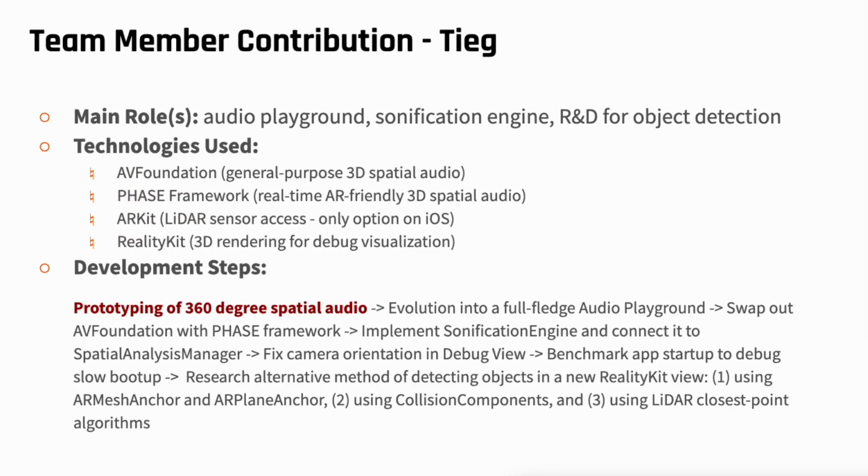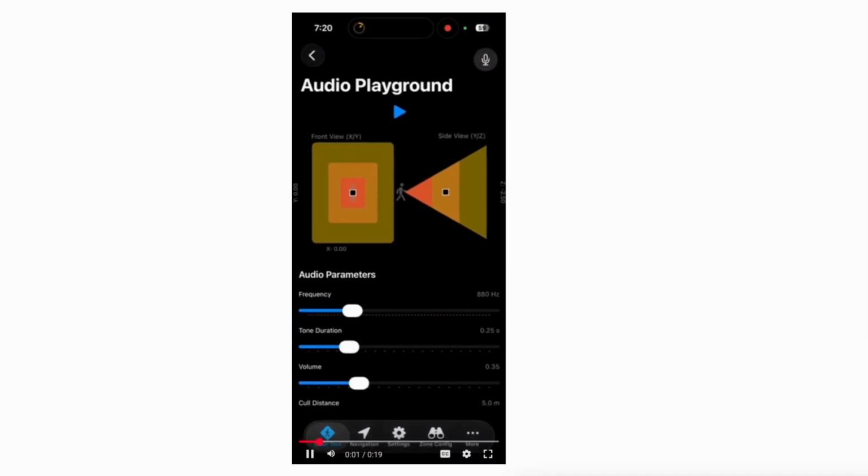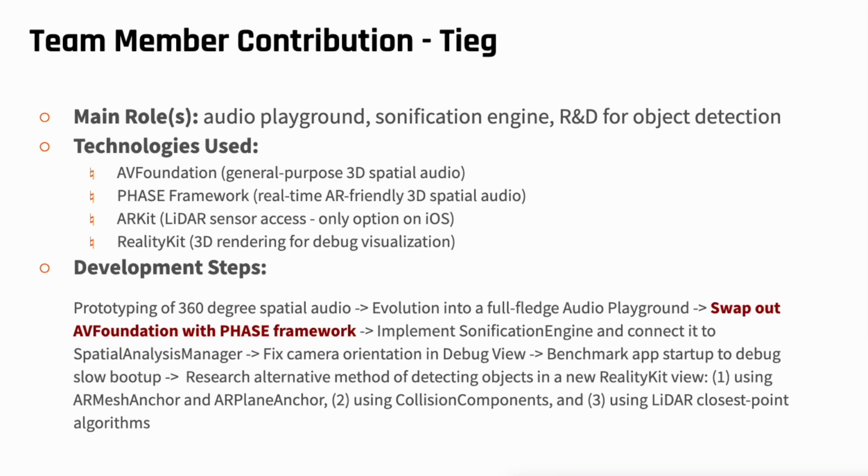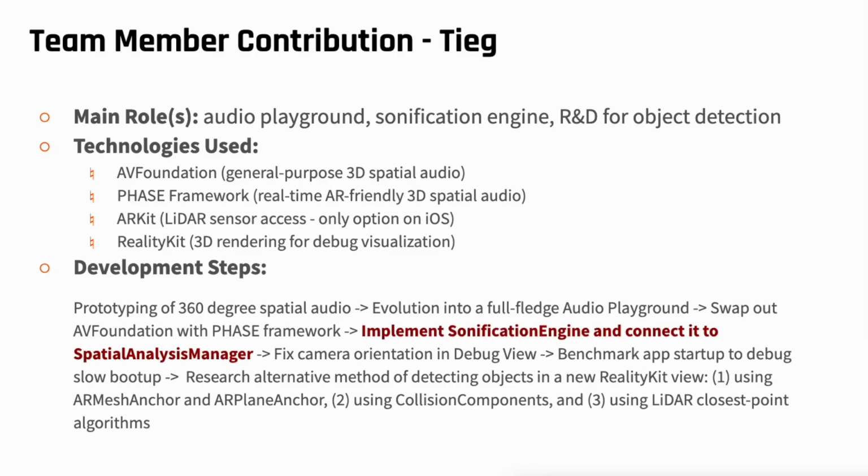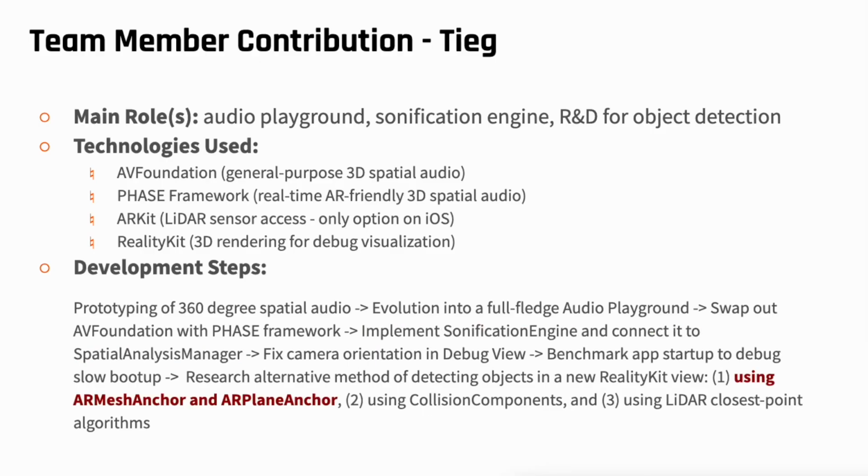My development started with prototyping spatial audio to prove that our project could fundamentally work. And then I promoted that to an audio playground view. The audio playground simulated an iPhone user from side and front views and let us move a simulated audio source around the front of the phone. This was useful for testing out spatial audio in headphones. I soon realized that there is a new audio framework called PHASE, designed for AR specifically, so I migrated the code to use PHASE. And then evolved that code into our sonification engine, which would glue together object data and audio.